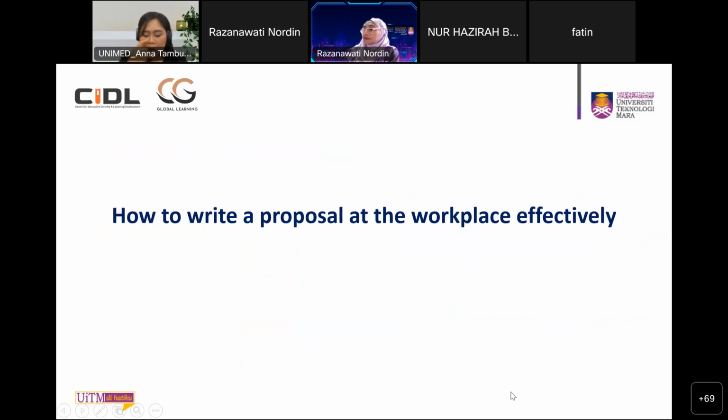Then now I'm going to talk about this one. This is the key point. Writing a proposal at the workplace involves effectively communicating your ideas, plans, and recommendations to gain support from stakeholders. Now, here are some steps to help you write a successful proposal.